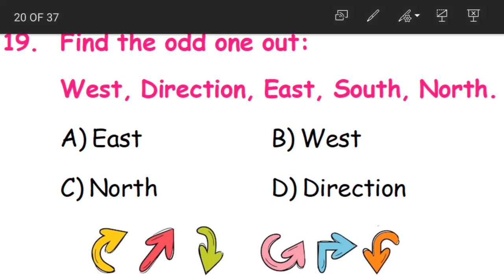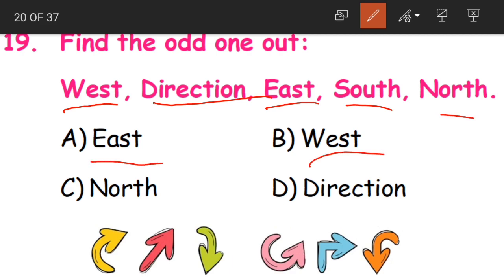Now, the 19th question, find the odd one out. So, what are the options here, words given for us? West, direction, east, south, north. So actually east, west, north and south, all four are the directions. But in our options, these three are the different directions.